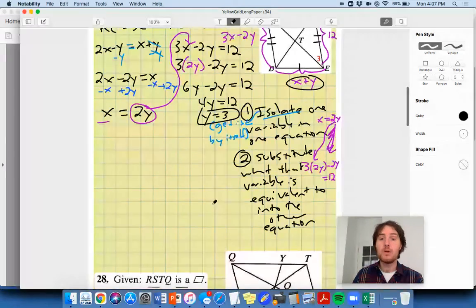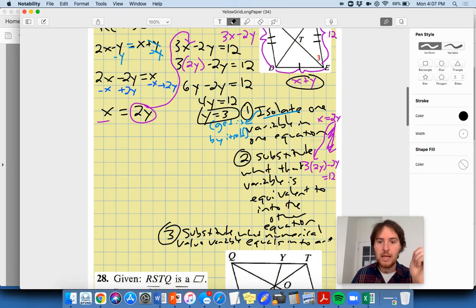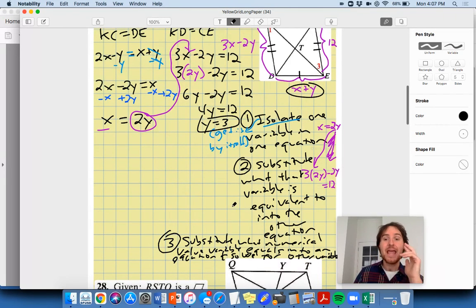So what you can do is, there was a step 3, and that is: substitute what numerical value the variable equals into an equation and solve for the other variable. Okay, getting messy down here, but hopefully you're listening to me. Substitute what numerical value that variable equals into one of the original equations. I didn't write original in there, but that's what I meant, and solve for the other variable.